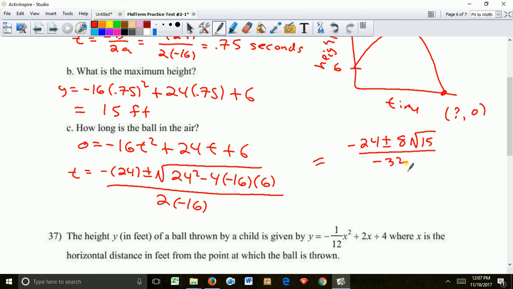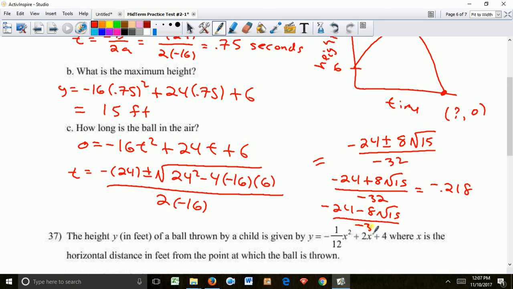You will get two solutions, one real solution that's positive, one real solution which is negative, and you want the positive solution, all right? So doing this, you plug in negative 24 plus 8 root 15, divide that by negative 32. You're going to get the negative solution, negative 0.218. And then for the other one, negative 24 minus 8 root 15 divided by negative 32. And you're going to get 1.72 seconds.